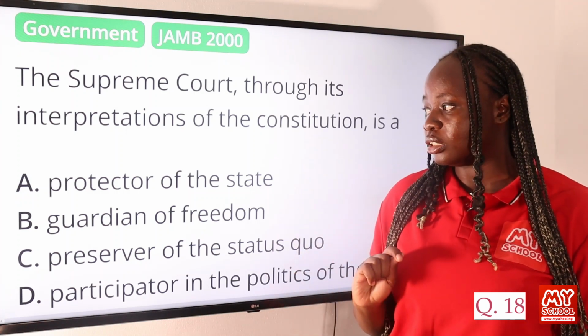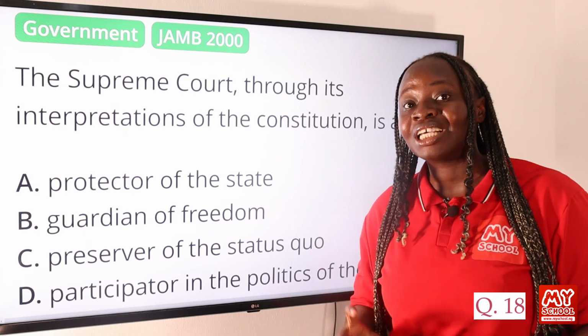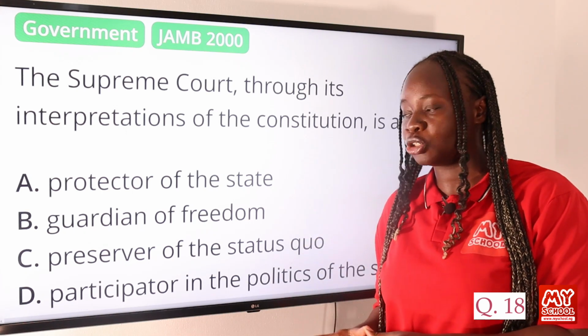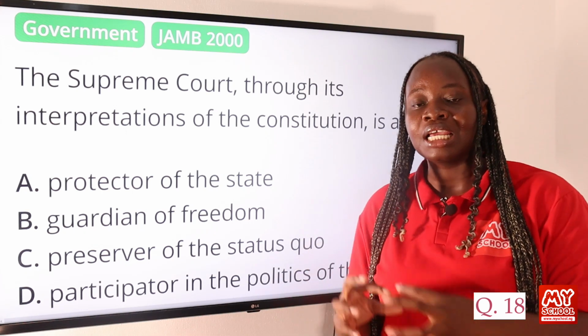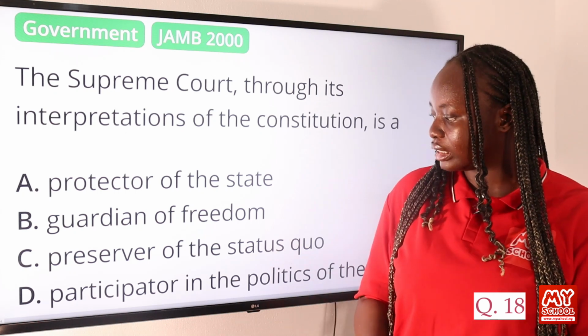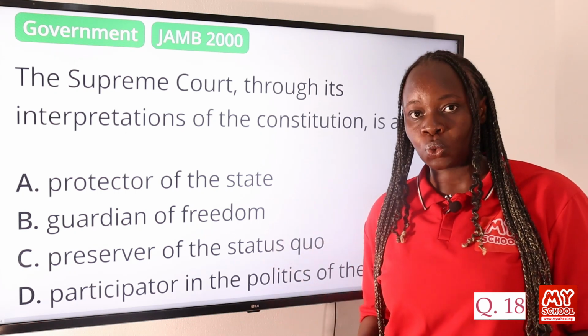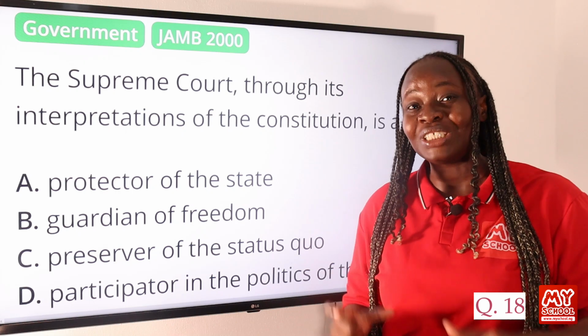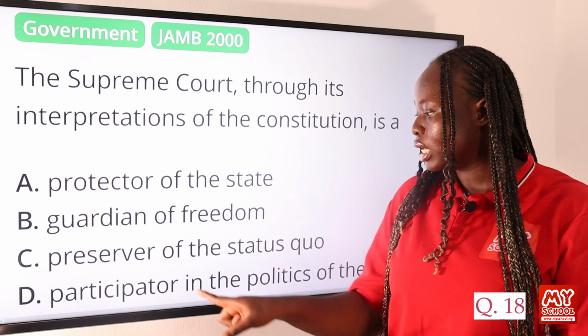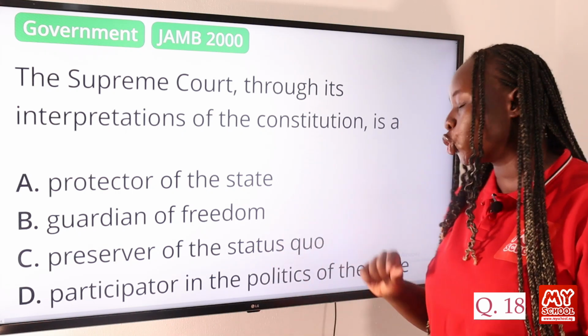It is not the protector of the states, it's actually the protector of the citizens within that country, to prevent the state from abusing the rights and the privileges of the citizens. It is not the preserver of the status quo. It doesn't care about the status quo, it cares about the citizens of the country. It is not a participator in the politics of the states.